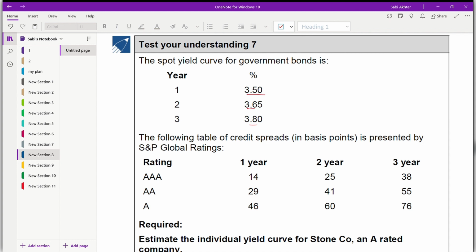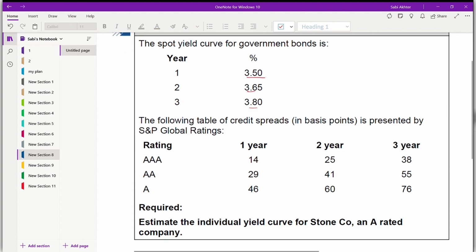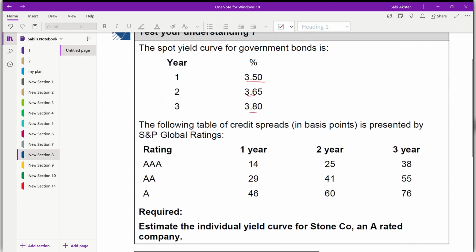So every year, you can see it increases from 3.5 to 3.65, then to 3.8, because it becomes more and more risky. So that risk needs to be there even if it's a government bond. And you have been given the credit ratings with 3 different years, 1, 2, 3, with the credit spread. Now the question is, estimate the individual yield curve for the A rated company. So when you do that, first you need to put this in 3 separate years.